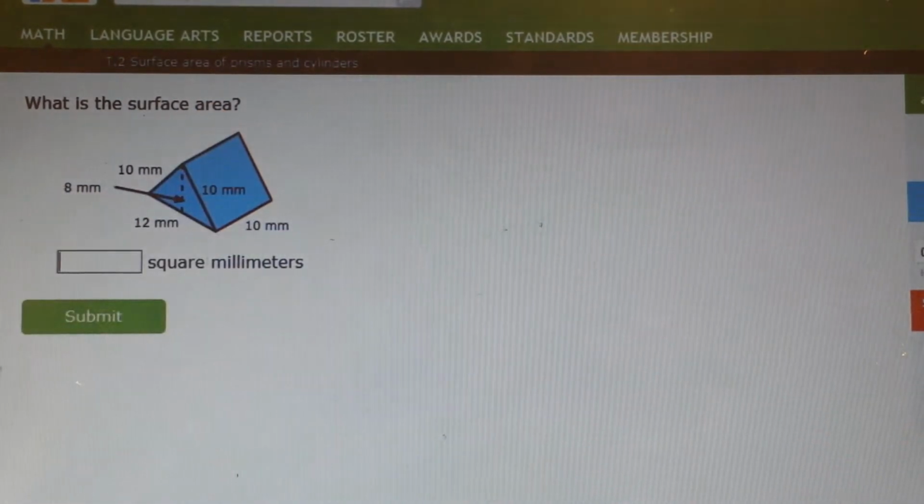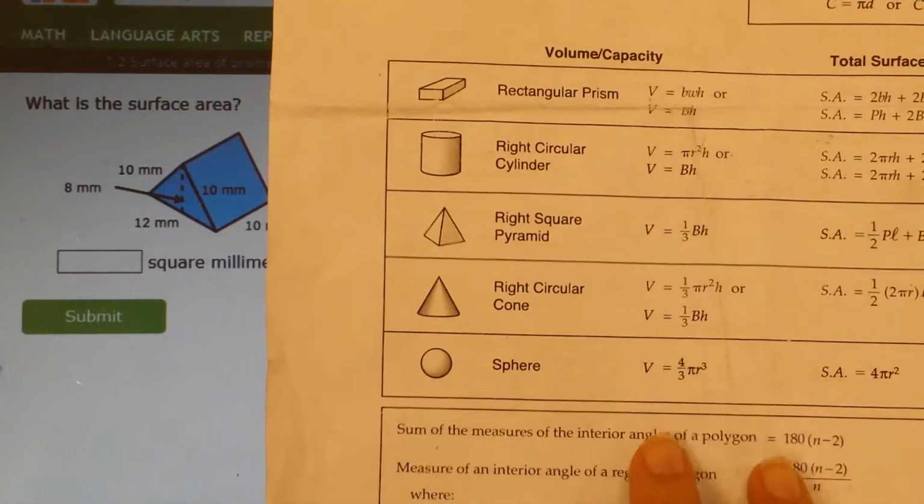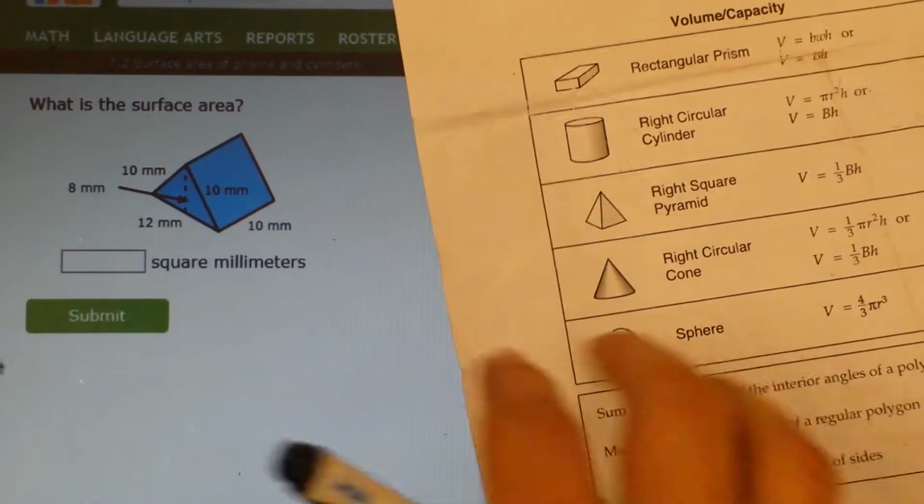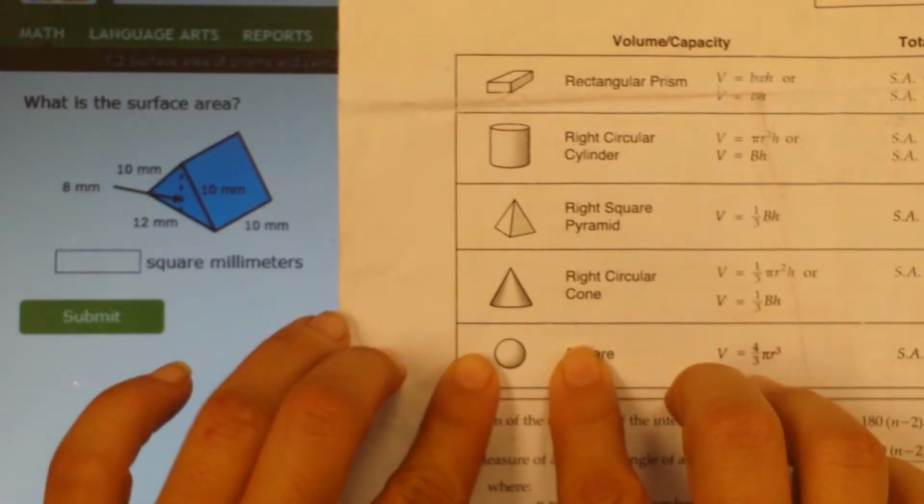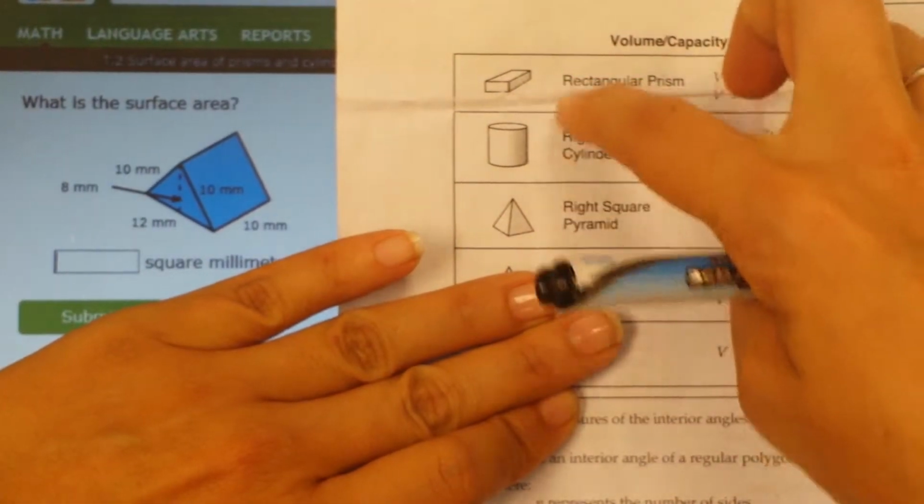Again, still dealing with surface area. So again, take your reference sheet and put it in front of you. This figure doesn't have anything with circles. So it's not this one, it's not this one, and it's not that one. So it's one of these two.